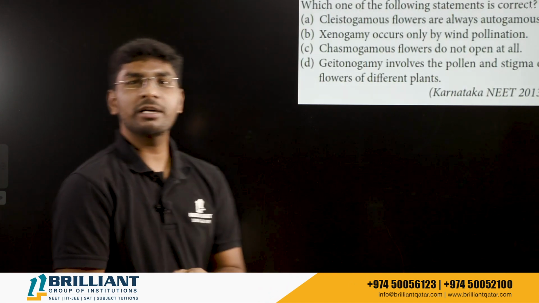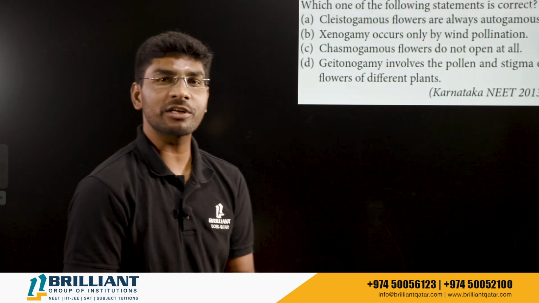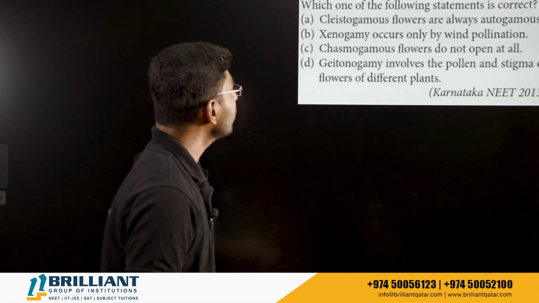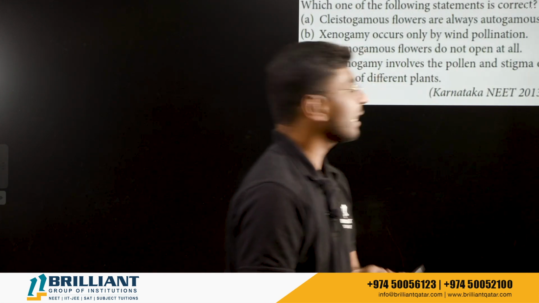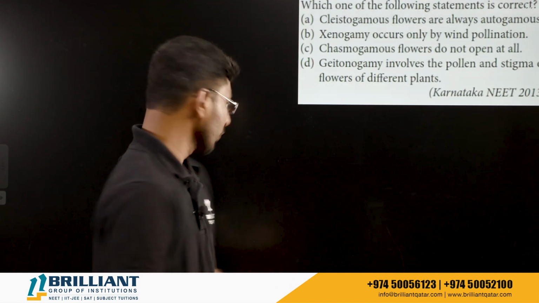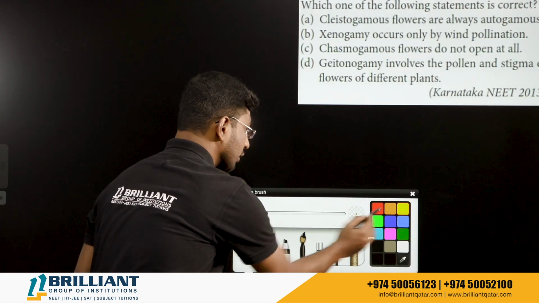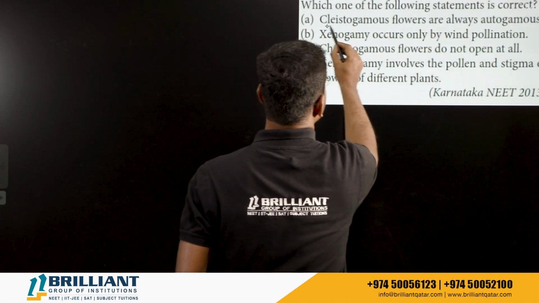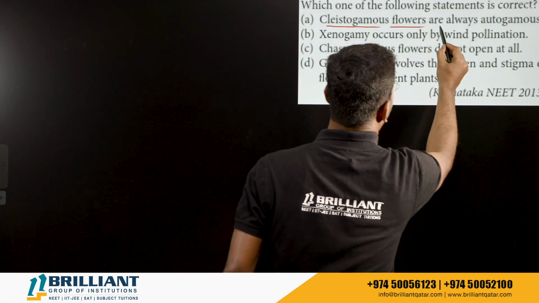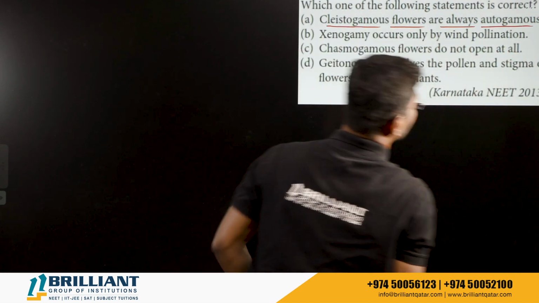Look at the next question from biology. This question is also from the second chapter, sexual reproduction in flowering plants. Which one of the following statements is correct? That means the rest of the three are wrong. Look at the first option: cleistogamous flowers are always autogamous.